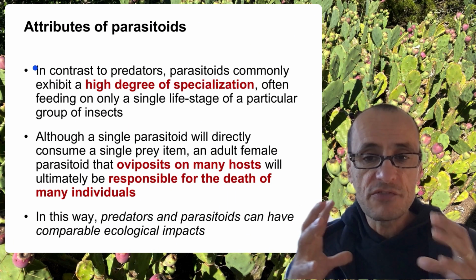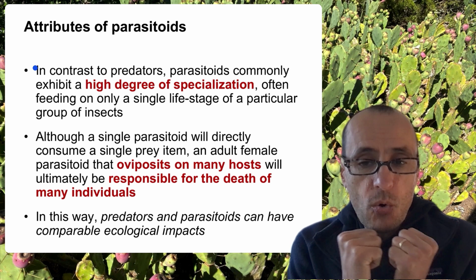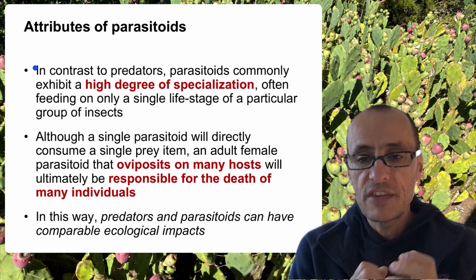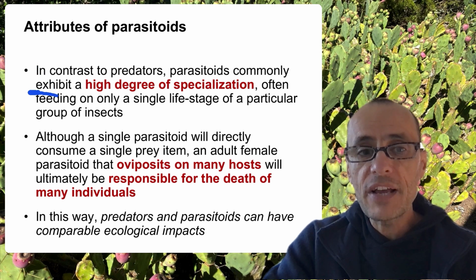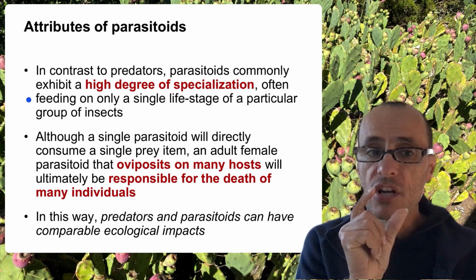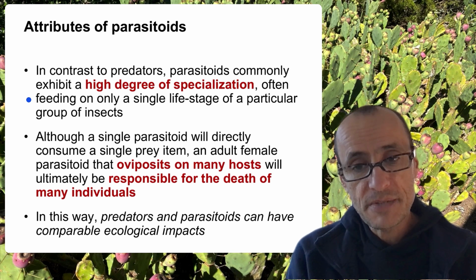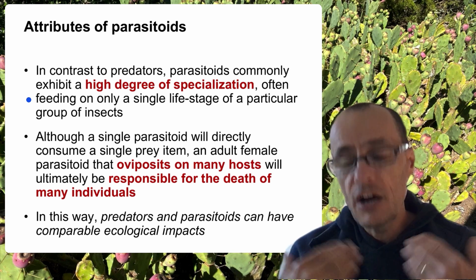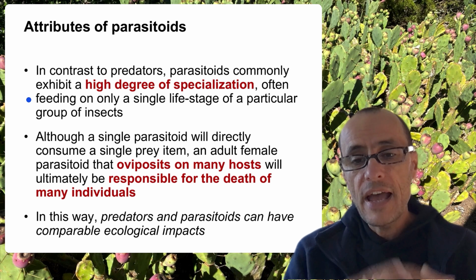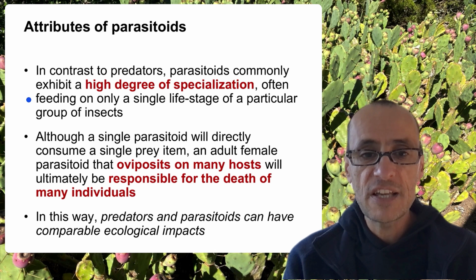Parasitoids, because of this very intense association either on top of or within the body of their host, tend to have a very high degree of specialization. They feed on either a single life stage of a particular group of insects, and often just on a very subset of insects. They need to find them, and they need to overcome their immune responses to be able to feed on them.